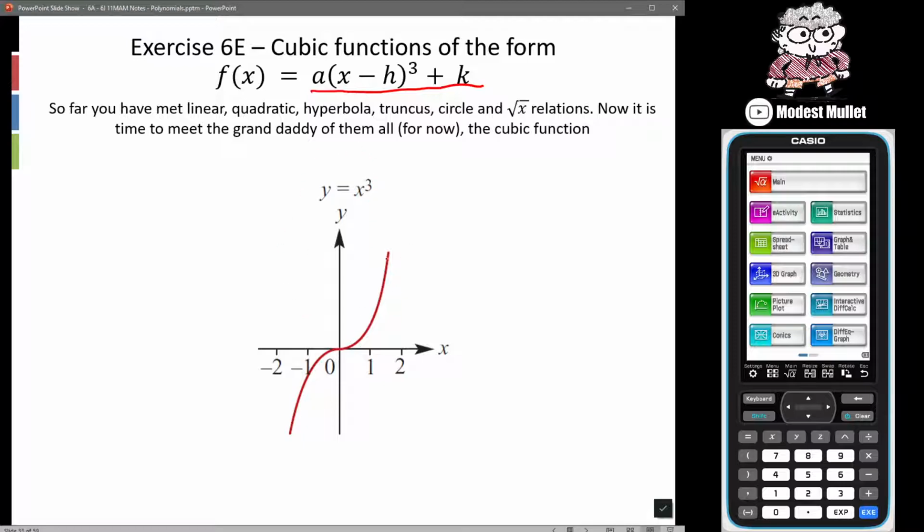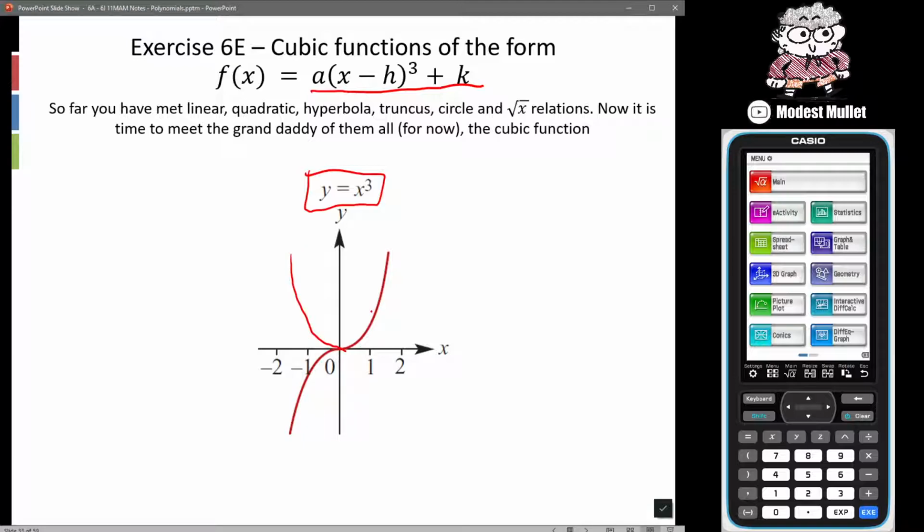But this is the most basic cubic, y = x³. It's got no x² term, no x term, no constant even. This is its most basic form. Now, you might notice this is a little bit weird. But why does it look this way?